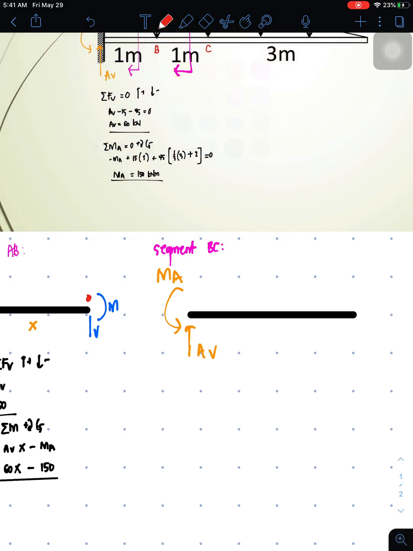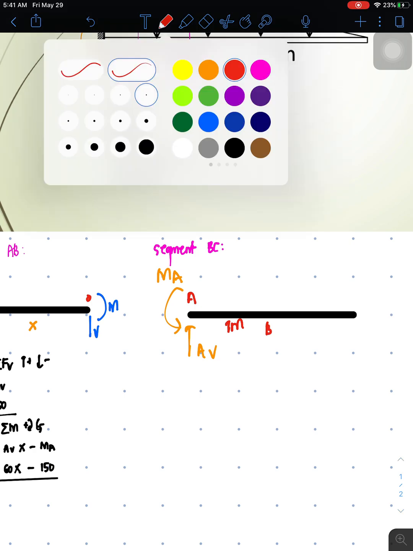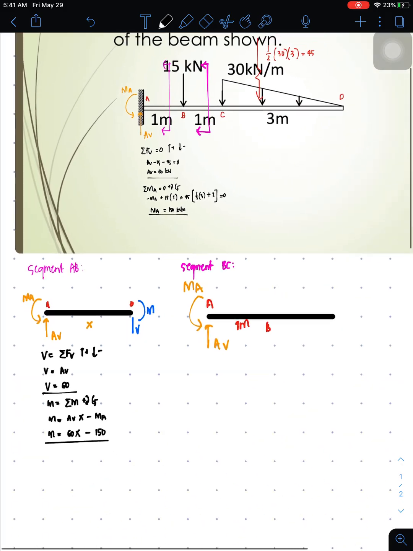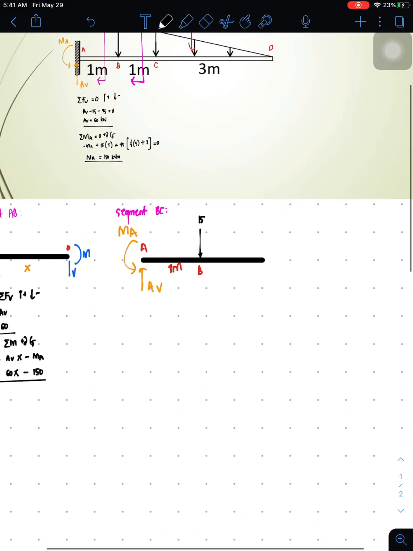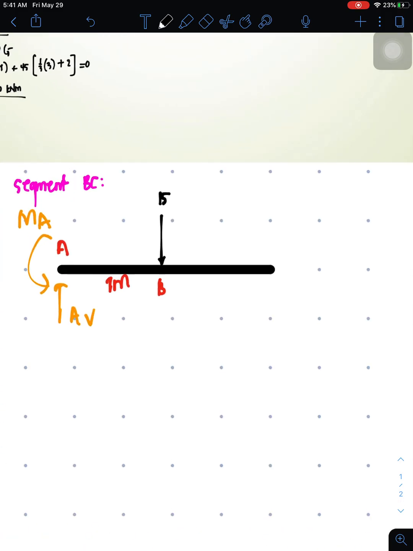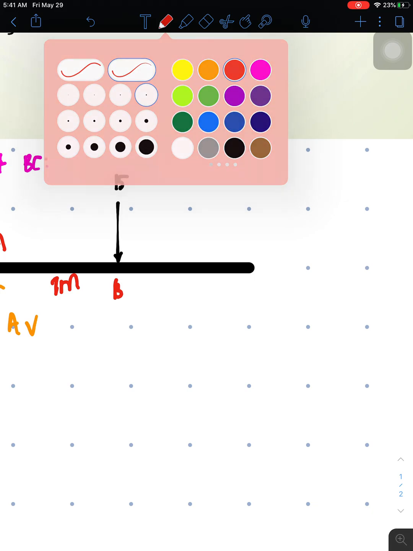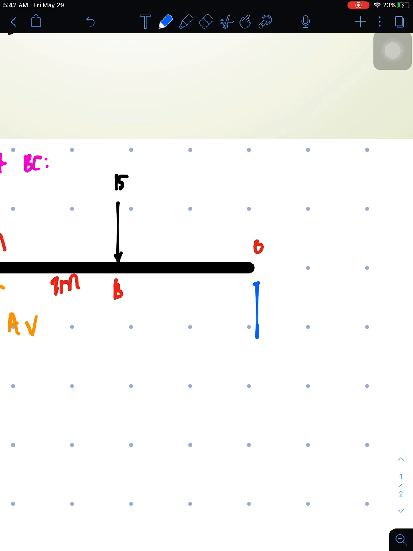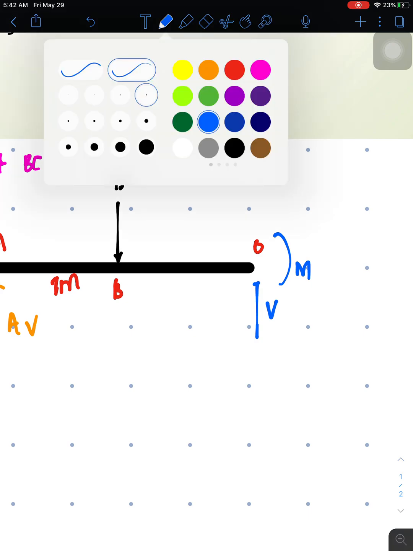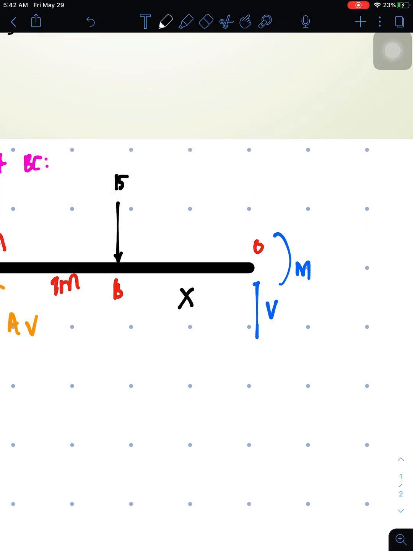Also, this is point A. Then 1 meter, you have point B. Then at point B, there is a 15 load. At the point of cutting, this one is our point of cutting. And then you have here shear and moment. And the point of cutting with respect to B, the distance is X, no?